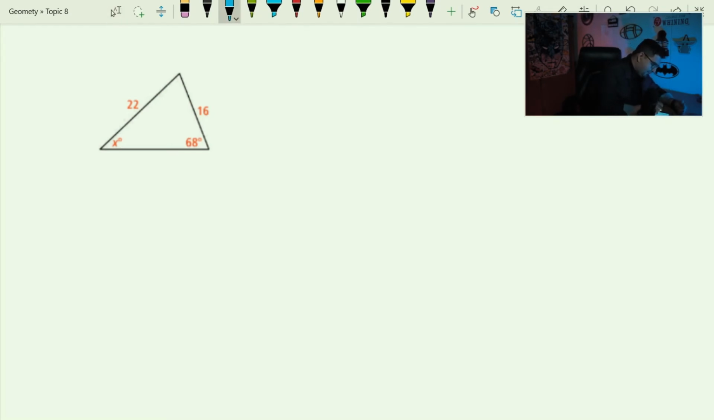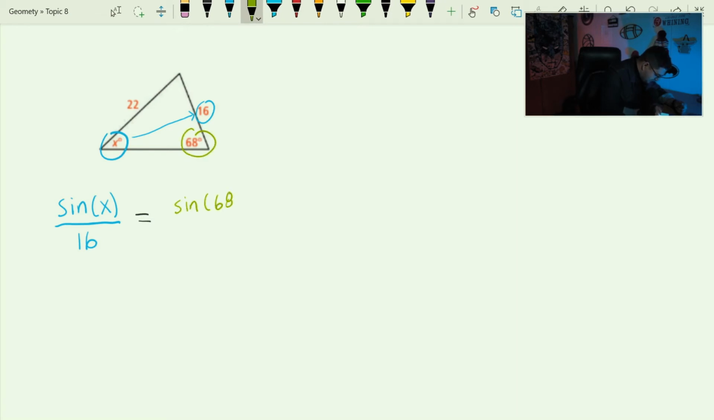Again, I'm going to set this up. I've got the sine of x. This time, x is inside of my sine. And I'm going to divide that by the side that's opposite to it, which is 16. And we're going to set that equal to the sine of 68, because that's my other angle. And we are going to divide that by the side that's opposite to it, which is 22. So now, again, we're allowed to do this because of the law of sines.